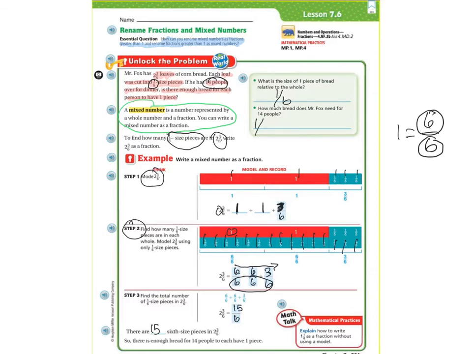If 1/6 feeds one person, if I need to feed 14 people, how many am I going to need? And look at this, I need 14/6 to feed 14 people. I have 15/6, so Mr. Fox has 1 left over. Maybe it's for himself. I don't know. All right, so that is our first page with lesson 7.6.